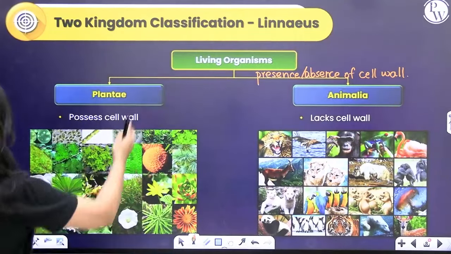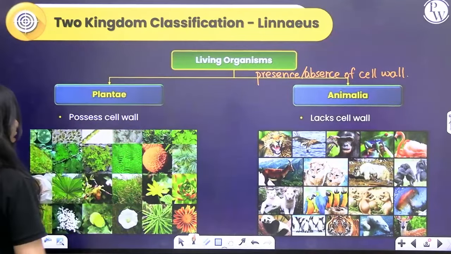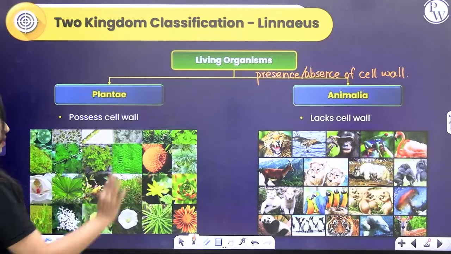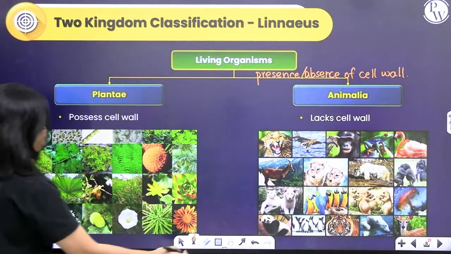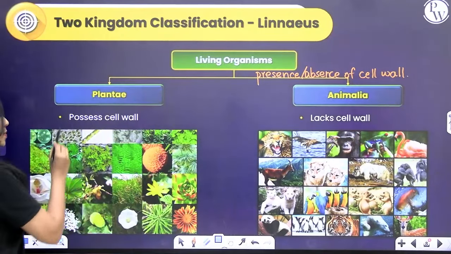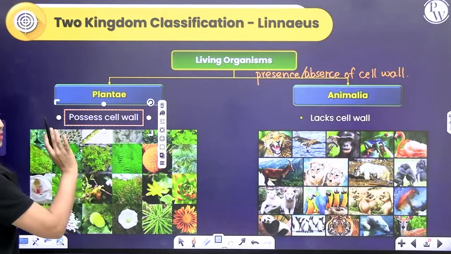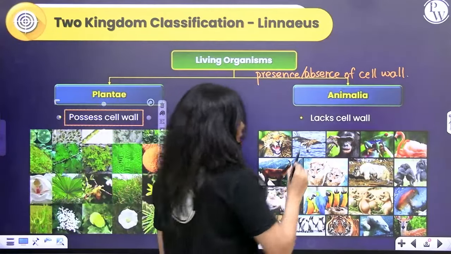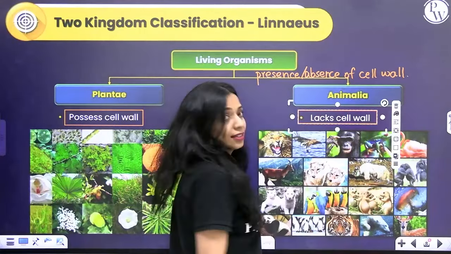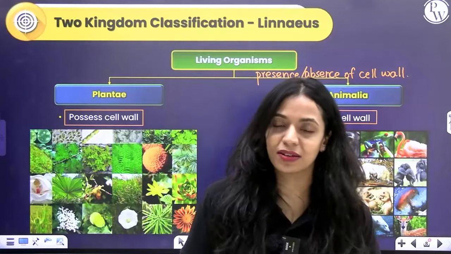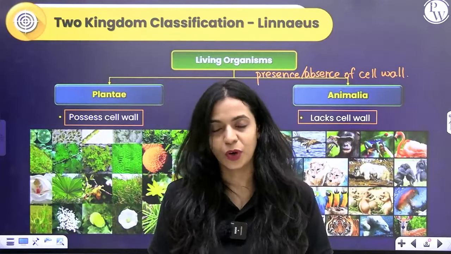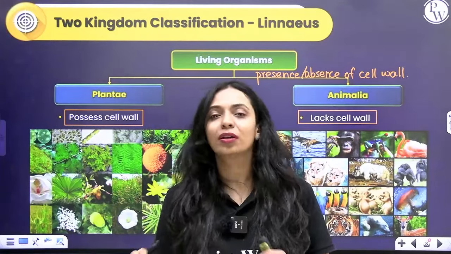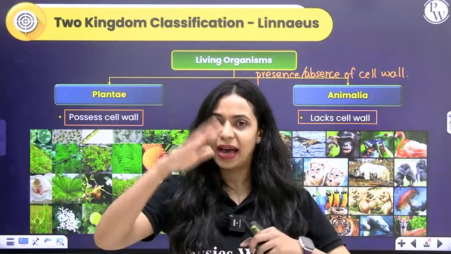Alright? So these two kingdoms, kingdom Plantae and kingdom Animalia, the primary difference according to Linnaeus for classification is that whichever organisms possess a cell wall would be grouped under kingdom Plantae, and those organisms that lacked a cell wall would be grouped under kingdom Animalia. Now, this two kingdom classification was brilliant back then.